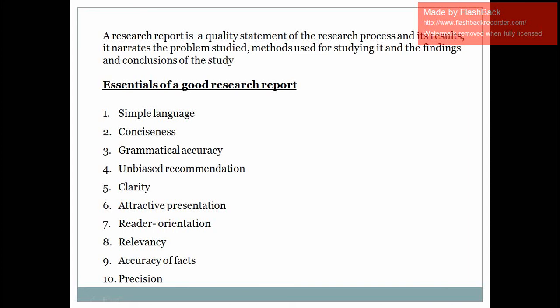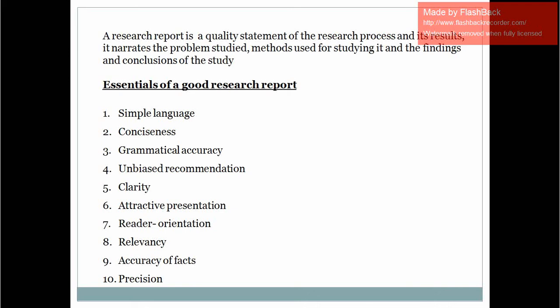So, the final and very important step in a research study is to write a report. The research report is a means for communicating our research experience to others and adding to the fund of knowledge. A research report is a qualitative statement of the research process and its results. It narrates the problem studied, methods used for studying it, and the findings and conclusion of the study. So this is the meaning of a research report.